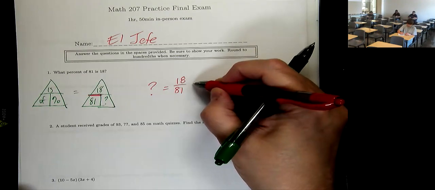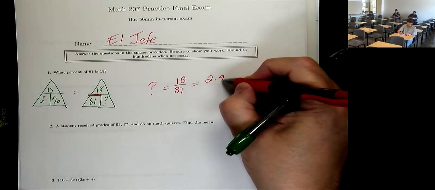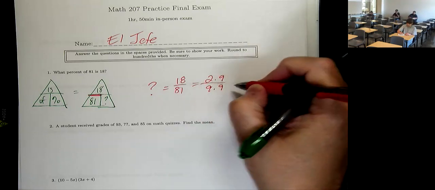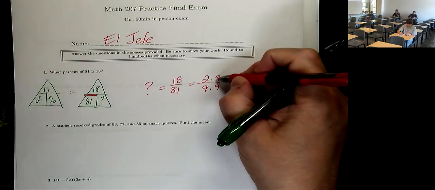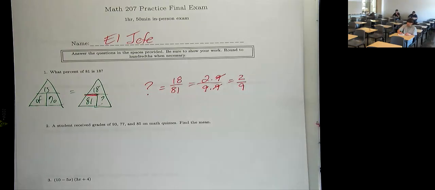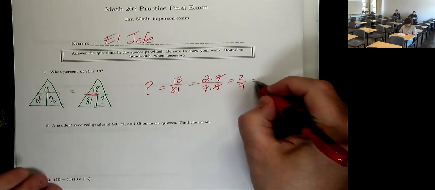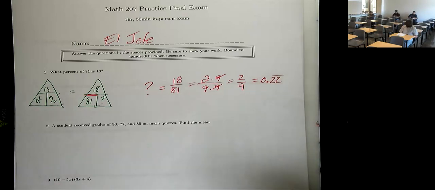That's a good spot to at least have that down there. It helps if you recognize this is 2 times 9 over 9 times 9. So the 9s will cancel and we're just left with 2 9ths. And if you throw that into a calculator, you're going to get 0.22. The 2's just get repeated.